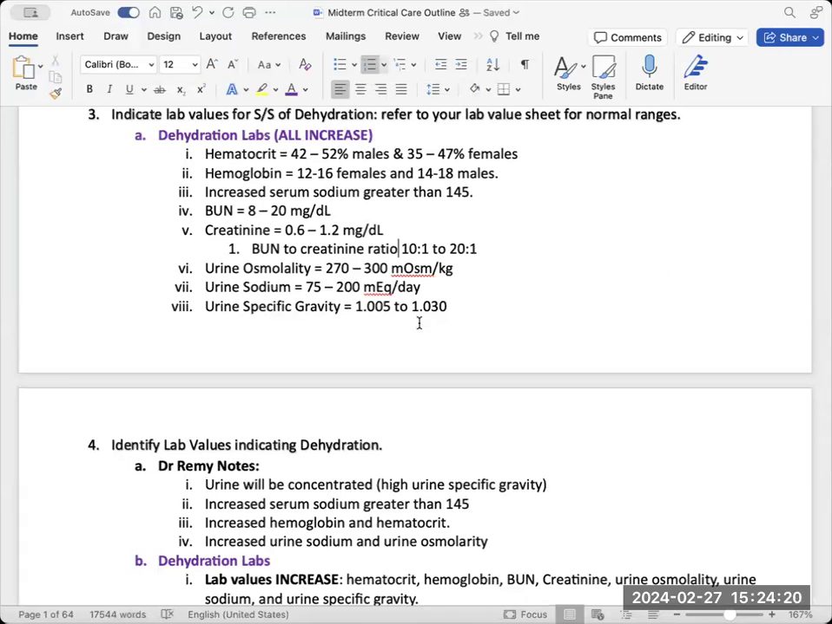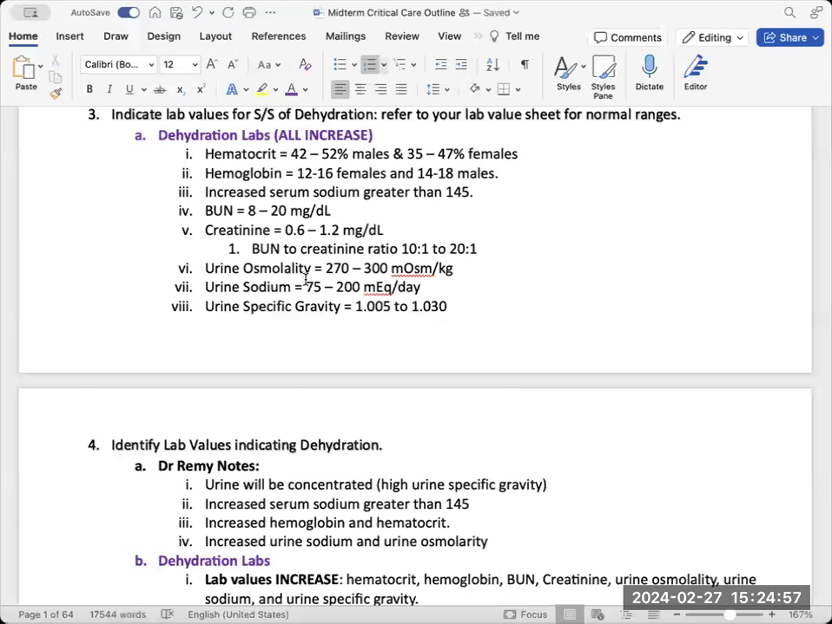Urine specific gravity also will increase, and it's between somewhere of 1.005 or 1.030. It's okay if you also use hers of 1.003 or 1.030 because if you're looking at a question, if you see it on the lower spectrum, like 1.005, 1.004, 1.003, we know that's more of a decreased value, and that's not what we're looking for. We're looking for something of 1.030 or greater when we're talking about dehydration. So those are the lab values.